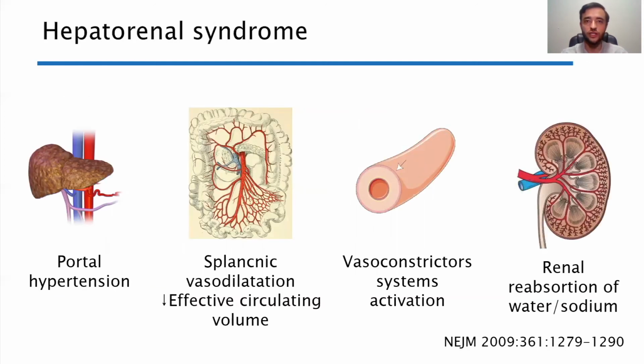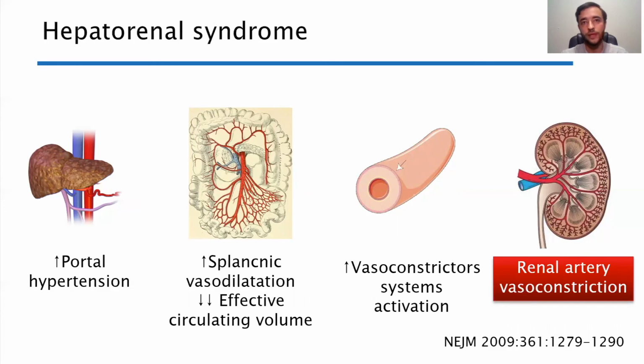What is the pathophysiology of HRS? The first thing is portal hypertension, leading to splanchnic vasodilatation, which leads to decreased effective circulating volume. That will result in the activation of vasoconstrictor systems, and these vasoconstrictor systems, especially the renin-angiotensin-aldosterone system, will lead the kidneys to reabsorb more water and sodium. As this process gets worse, the activation of the vasoconstrictor systems will be so intense that we will start to have renal artery vasoconstriction, and so kidney hypoperfusion, leading to a worse renal function.